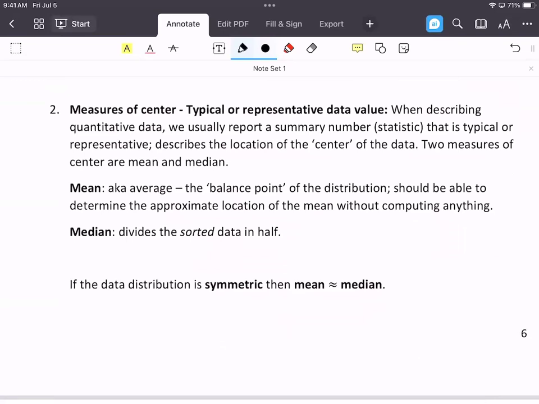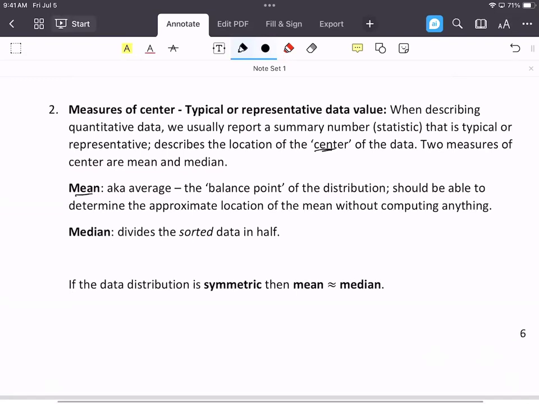Now, measures of center, in other words, that typical or representative data value. When describing quantitative data, we usually report a summary number, a statistic, that's typical or representative of the data distribution. This describes the location of the center of the data. Two measures that we look at are mean and median. Now, honestly, we throw around mean all the time, but mean may not always be the best thing to use. So we want to make sure that we understand the difference between mean and median. Mean is simple. It's just average.